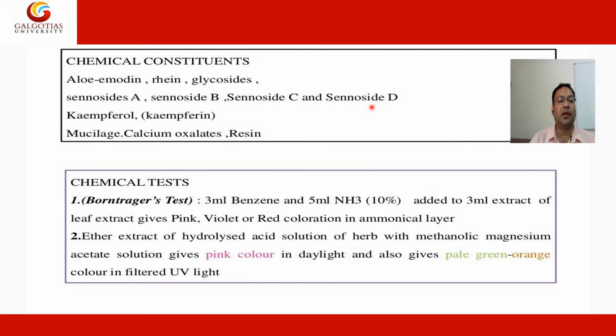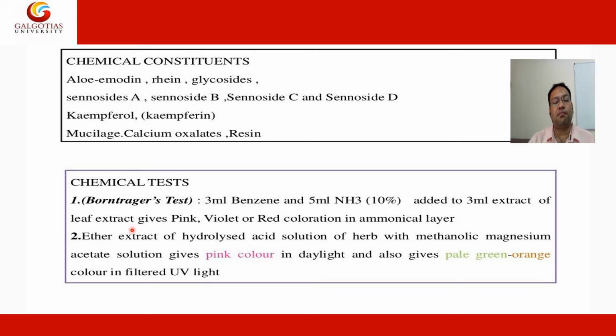Chemical constituents: basically it contains different types of constituents like sennoside A, sennoside B, sennoside C, D, aloe-emodin, rhein, glycosides, kaempferol, kaempferin, mucilage, calcium oxalate and a trace amount of resin. So these are all basically glycosides.